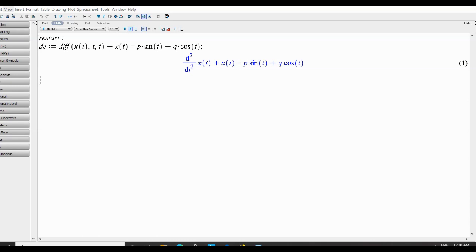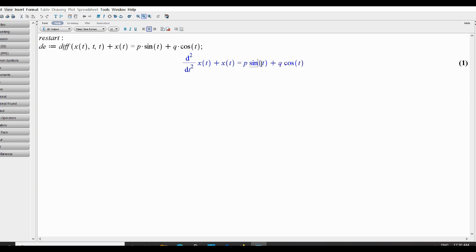Let us continue with our perturbation method based analysis of differential equations for oscillations. So let us look at this differential equation first. It's the harmonic oscillator forced by something here, a p sine t and a q cos t.